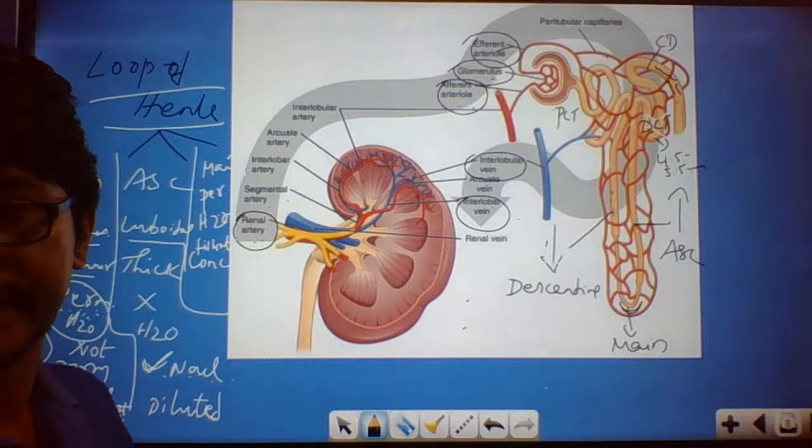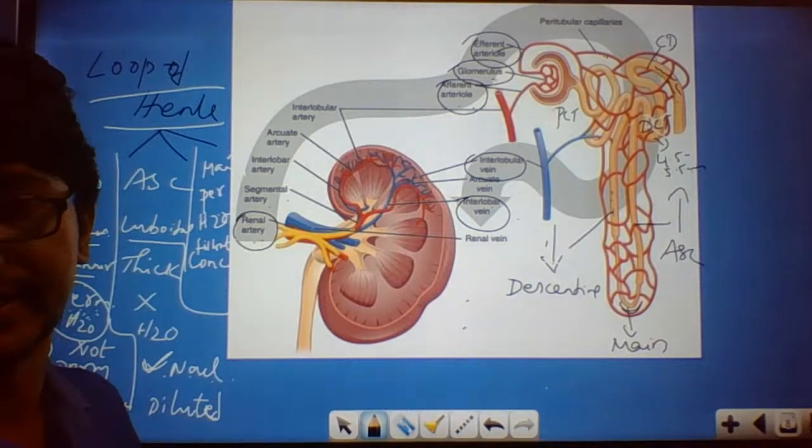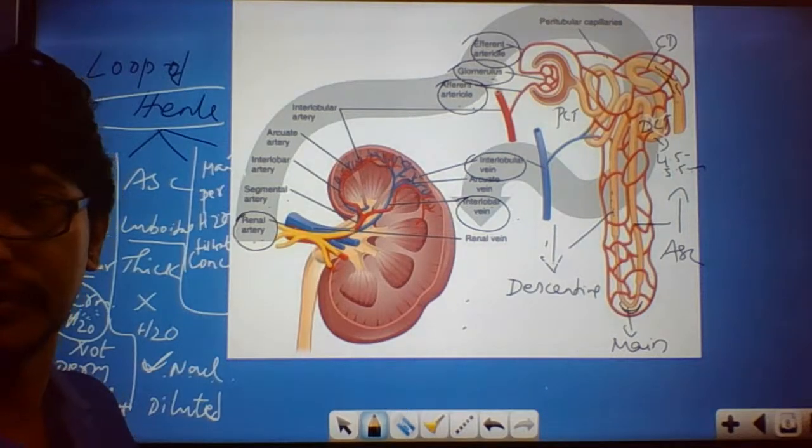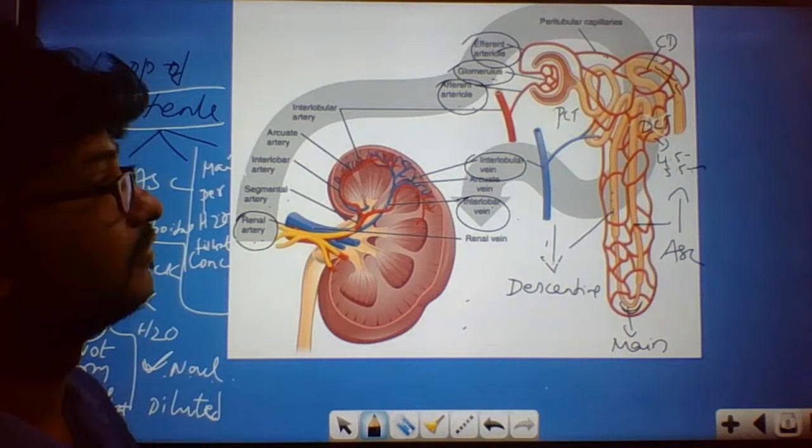Convoluted tubule, yes, that is actually pars convoluta. That is correct. You said the straight portion of the proximal tubule and then the initial convoluted portion. That is correct.